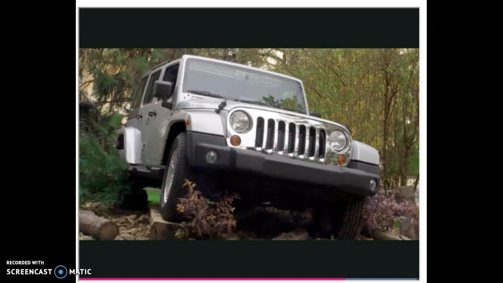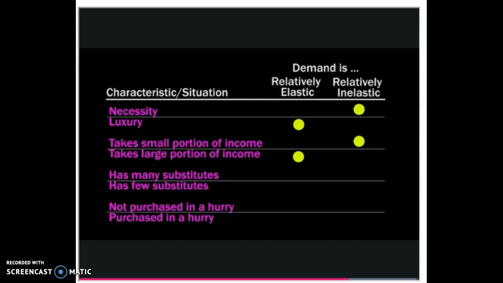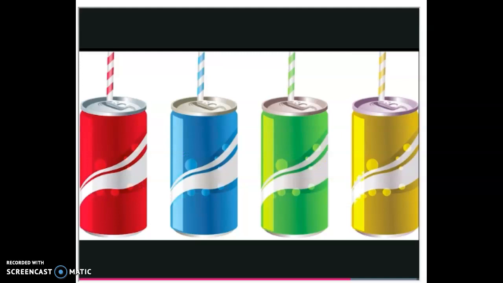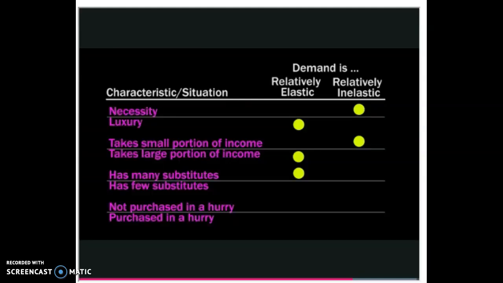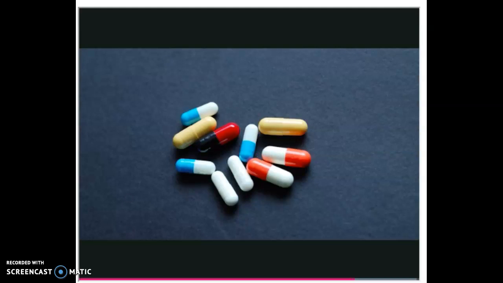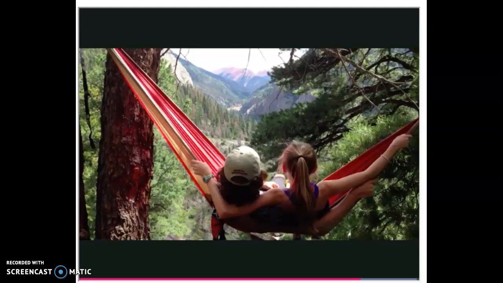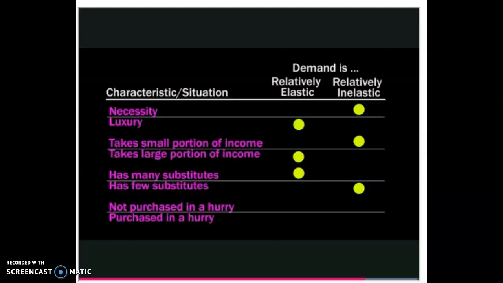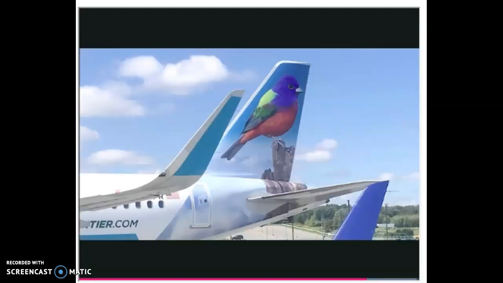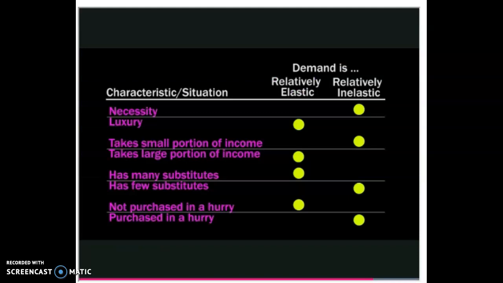Goods that take a large portion of your income, such as Jeeps, have relatively elastic demand. Goods with many substitutes, such as soft drinks, have relatively elastic demand. Goods with few substitutes, such as patented pharmaceutical drugs, have relatively inelastic demand. Goods that you have plenty of time to buy, such as a hammock before your vacation in 3 months, have relatively elastic demand. Goods that must be purchased in a hurry, like a last-minute flight to your vacation destination, have relatively inelastic demand.